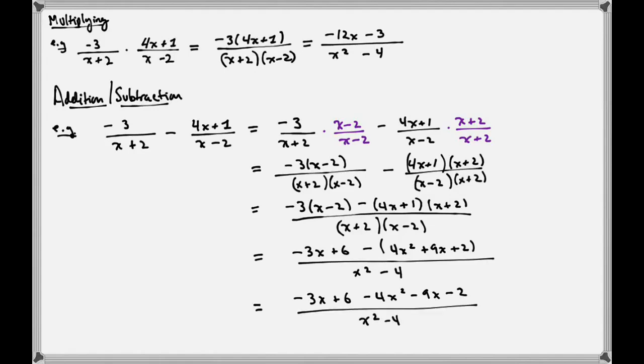And then just start to arrange that numerator, simplify, combine any like terms. I see one degree 2 term, so that's minus 4x squared. I see minus 9 minus 3, so minus 12x. And then 6 minus 2 gets me 4, and all over x squared minus 4. And now we've simplified the expression completely.